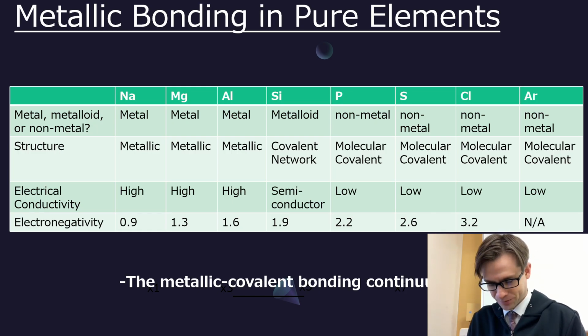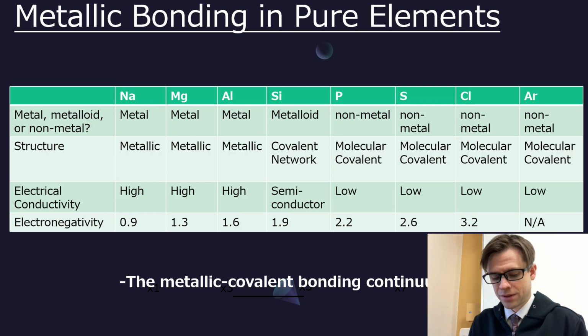Anyway, as we go from phosphorus to argon, those are going to have low conductivity for the reasons that I've discussed previously with molecular covalent bonding structures. They don't have delocalized electrons and they don't have a continuous network of bonds at all. So they have very low conductivity.